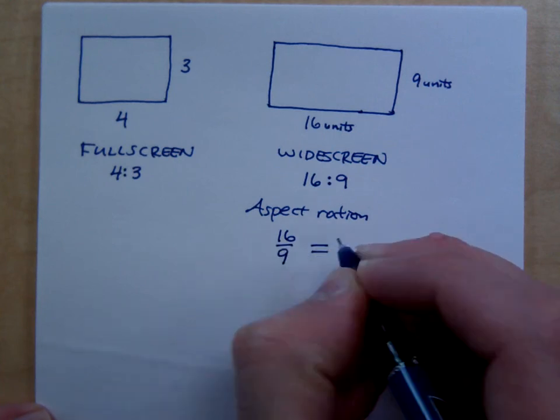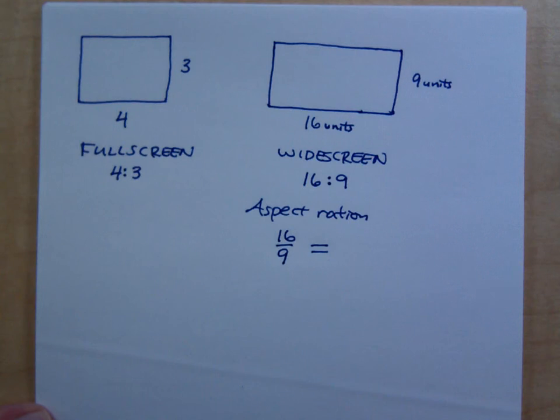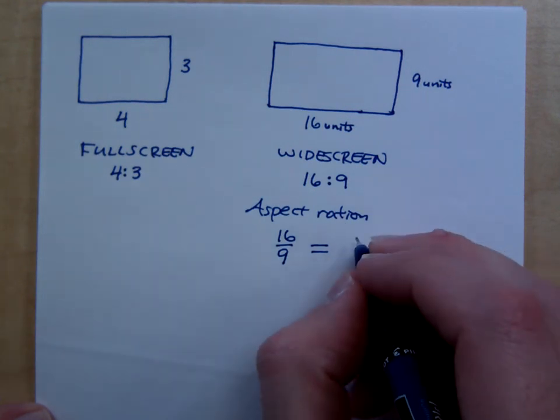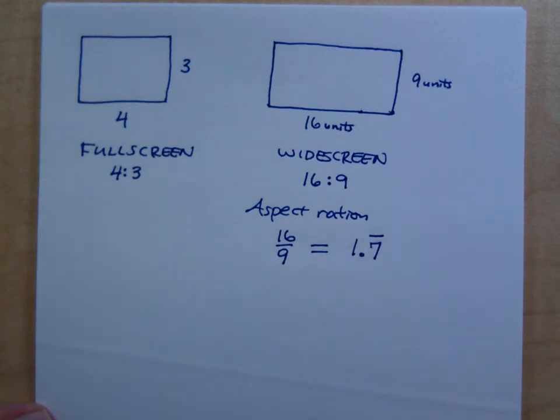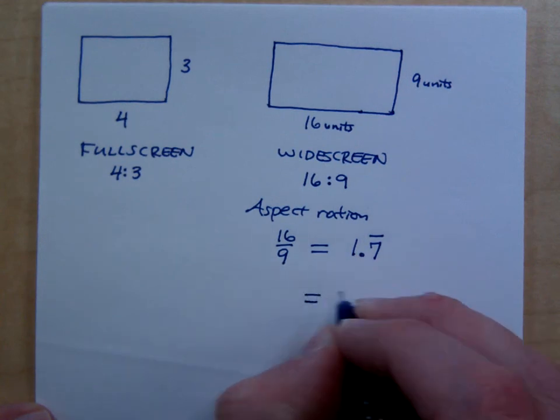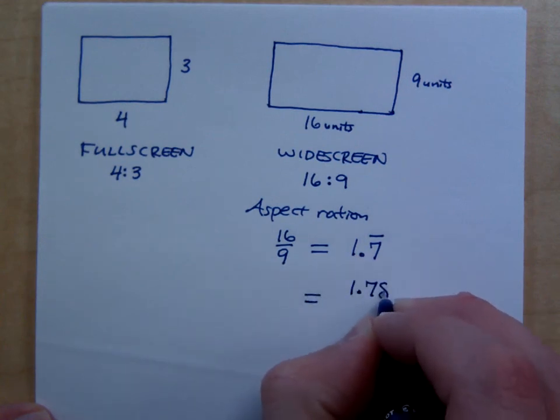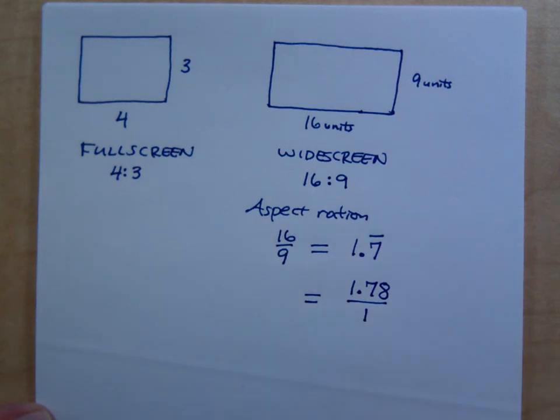They actually take 16:9 and they rewrite this as a decimal. Now 16:9 as a decimal is 1.7 repeating. From the math that we did in the last chapter, converting fractions to decimals, this is what it is. But what you'll see on the back of DVD cases is 1.78 to 1. That is the aspect ratio that you'll see.